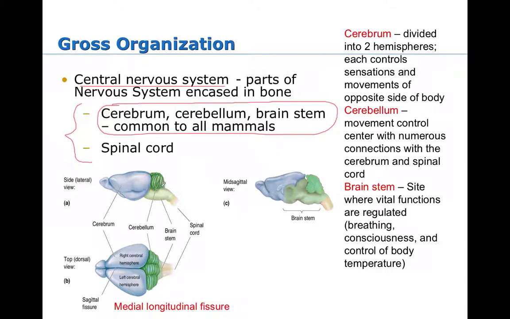So the cerebrum is divided into two hemispheres, and here it's found in blue. Each controls sensations and movements of the opposite side of the body. The cerebellum, right here, is a movement control center with numerous connections with the cerebrum and spinal cord. And the brainstem, which is here, is the site where vital functions are regulated, including breathing, consciousness, and the control of body temperature.